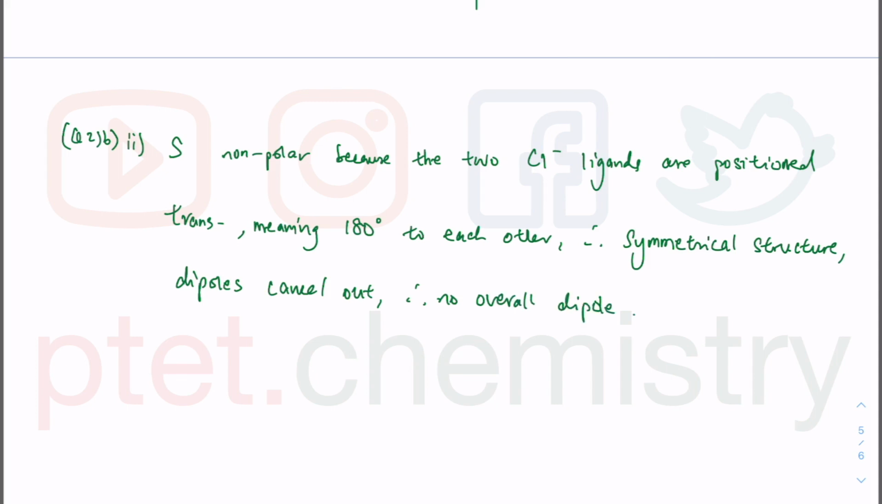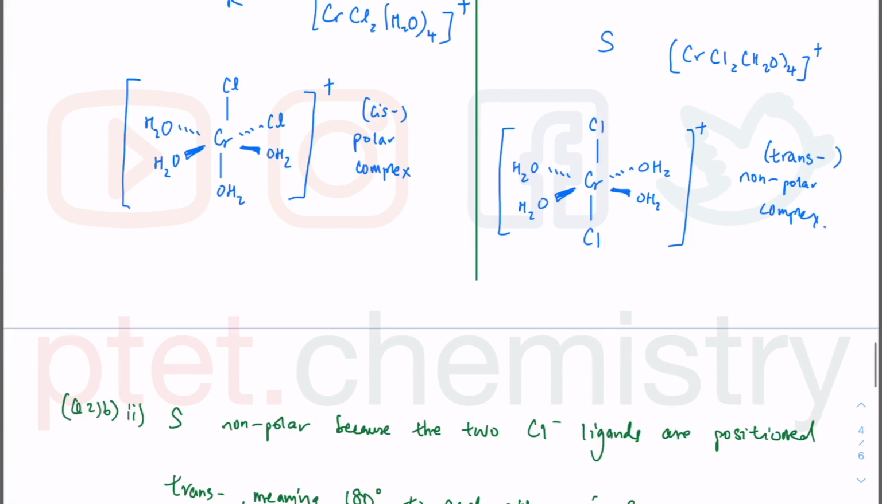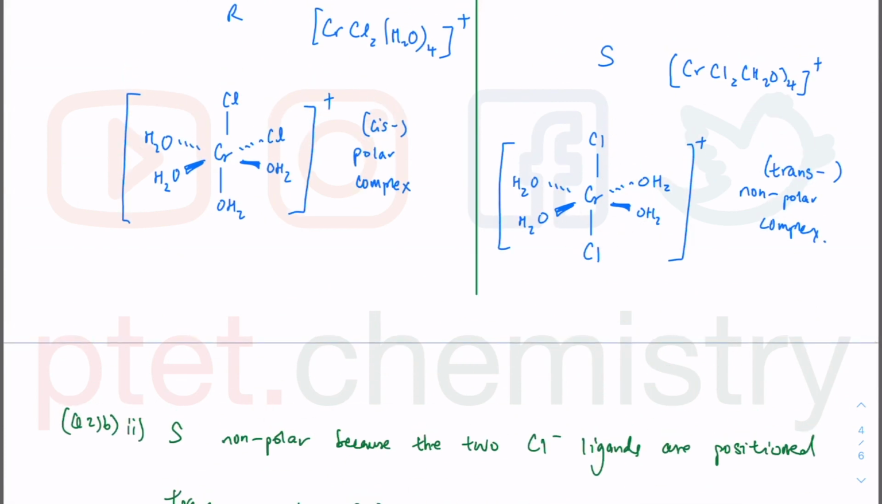It's a 1-mark question. I guess you can probably skip to the point and just take the most important information. They give us 2 lines. I've written more than 2 lines. The idea is about the trans geometry, symmetrical structure. The dipoles cancel out. That's why this molecule is non-polar. So this cancels that, cancels that, cancels that.